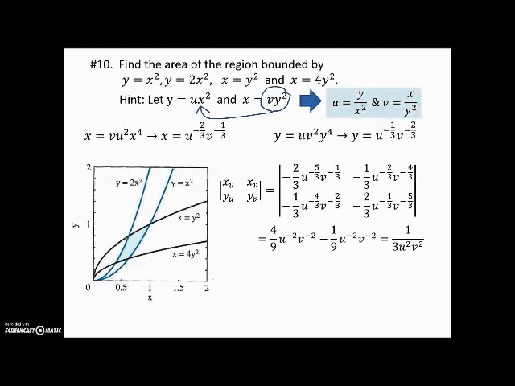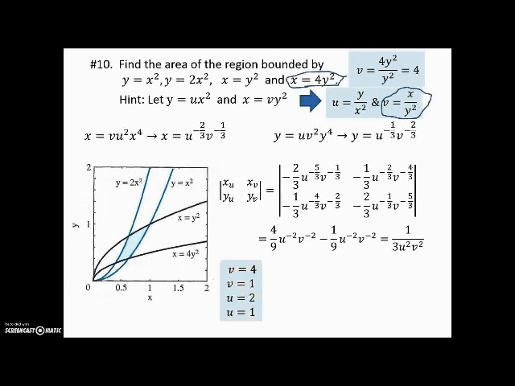Now, we can also solve for u and for v, which we need to do for later. And so since x is equal to 4y squared, we can substitute there, and we get v equal to 4 for one of our new boundaries in the UV plane. And we can do something similar. I'm not going to show you each and every step, but basically do similar things to figure out the other boundaries. And so we end up with these 4 lines.